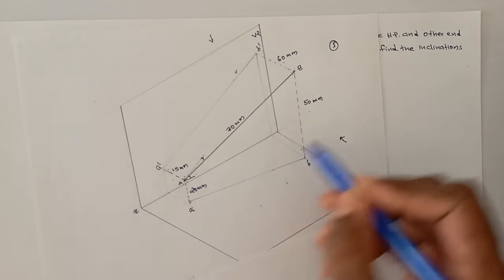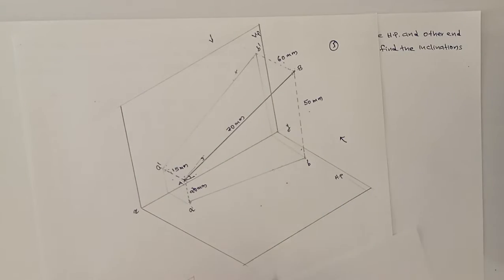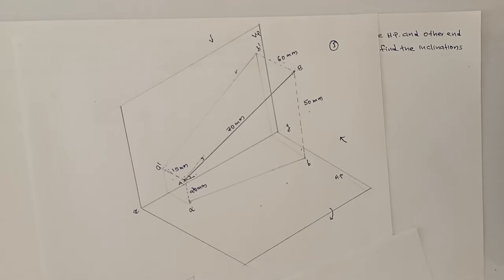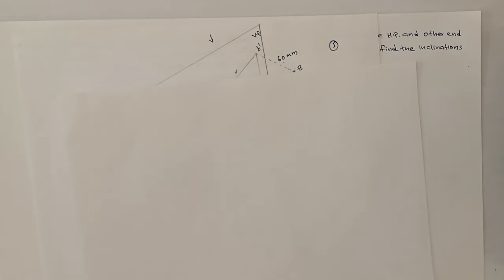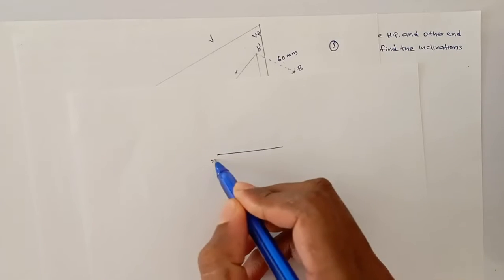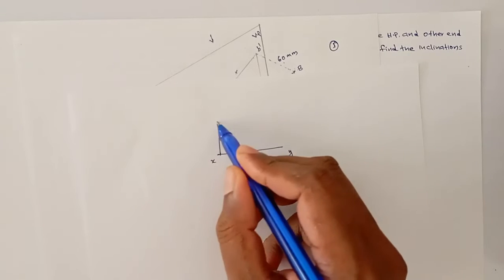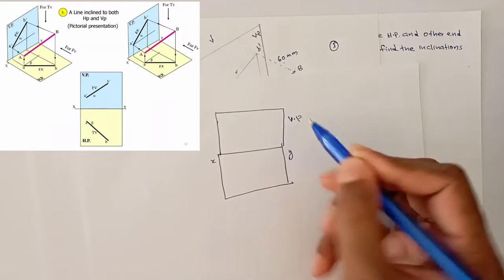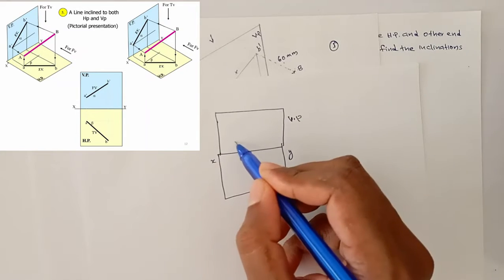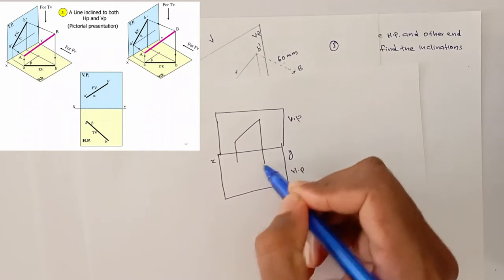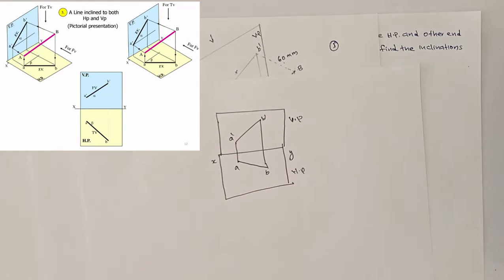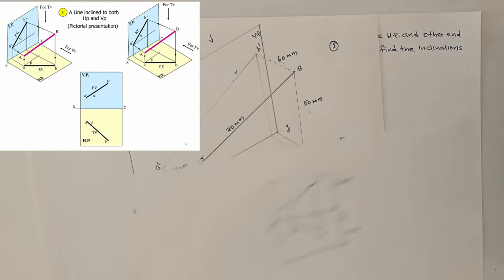This is our XY. Suppose we will get a front view like this and top view like this. We have to rotate our horizontal plane. After rotating the horizontal plane, we will get an image like this. X, Y, this is our vertical plane, and this is our horizontal plane. Suppose we will get a projection like this. This is A dash, B dash, this is AB, right? After the rotation of the horizontal plane.